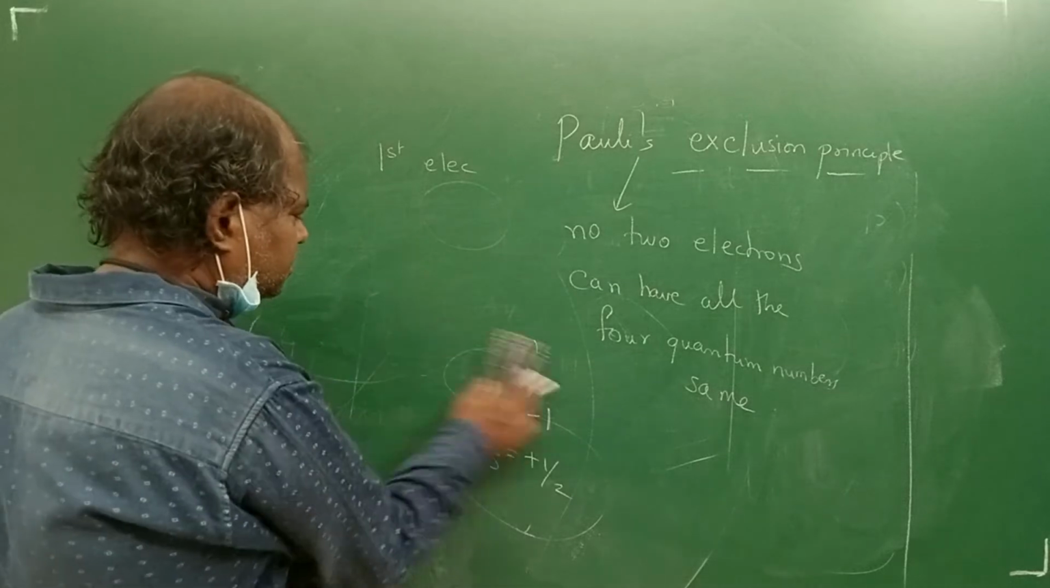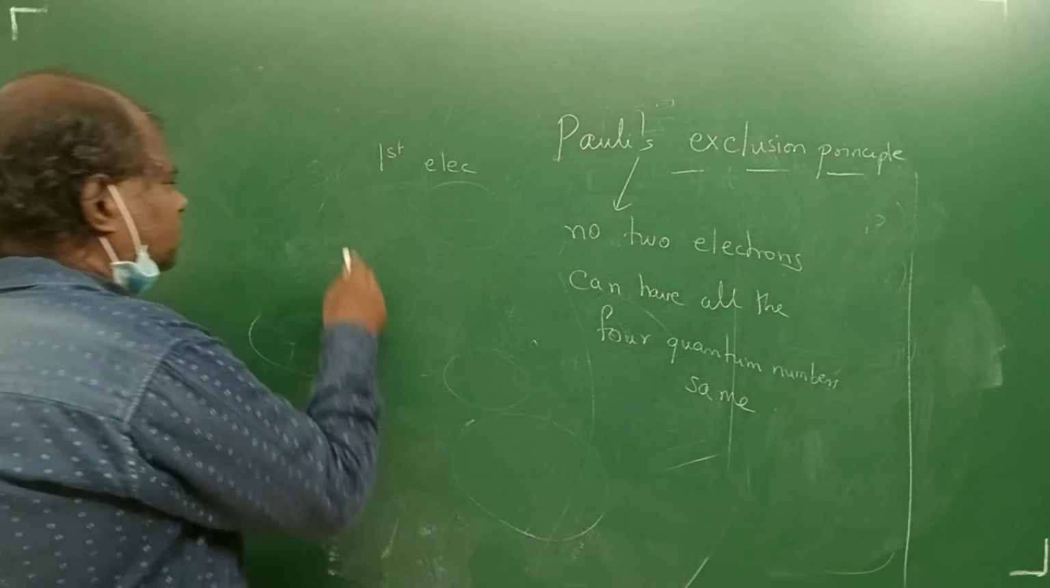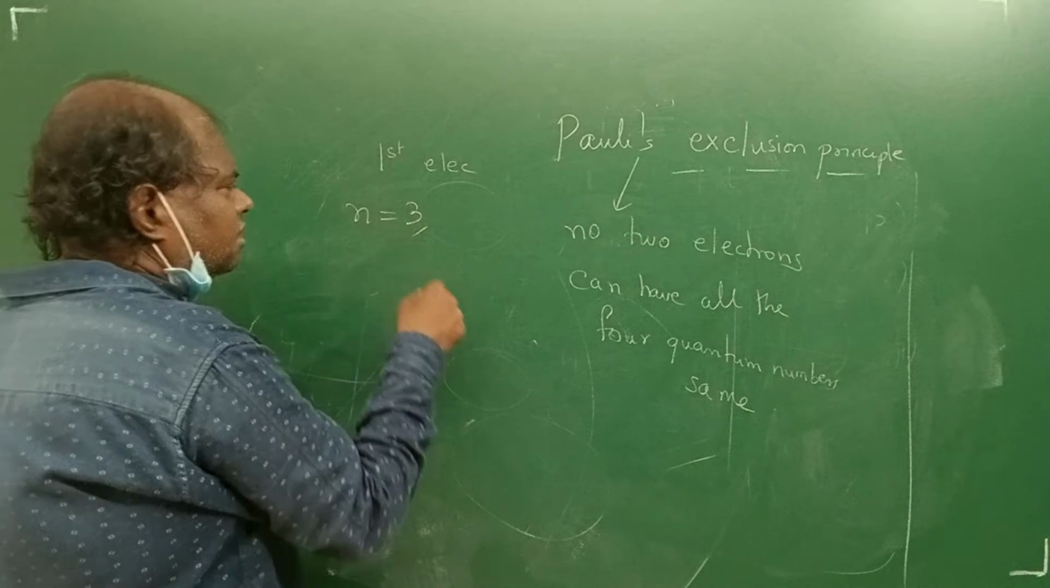I'll give one more example now. Just see. Suppose you have got n is equal to 3. Clear?